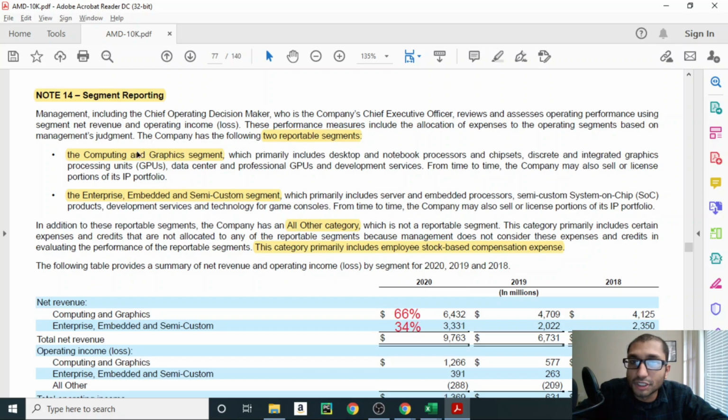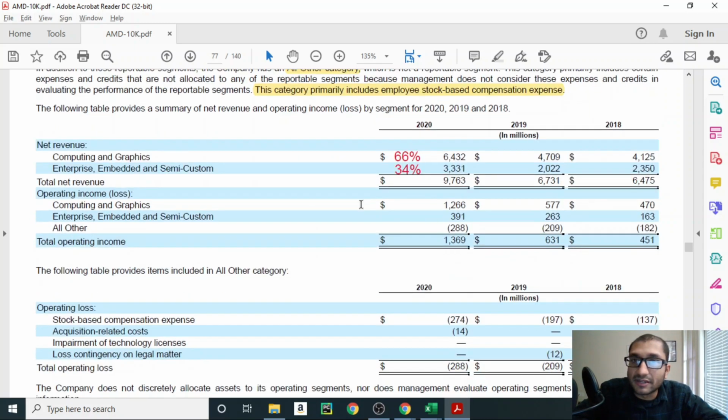AMD says that in addition to these two reportable segments, the company also has an all other category, which primarily includes employee stock-based compensation expenses. After that, AMD breaks down the net revenue and operating income across each segment for the years 2018, 2019, and 2020. Net revenue is the amount of money that the company makes from sales. And for the year 2020, about 66% of the company's net revenue came from its computing and graphics segment. Over the past 3 years, the computing and graphics segment has seen a greater growth than the enterprise, embedded, and semi-custom segment.